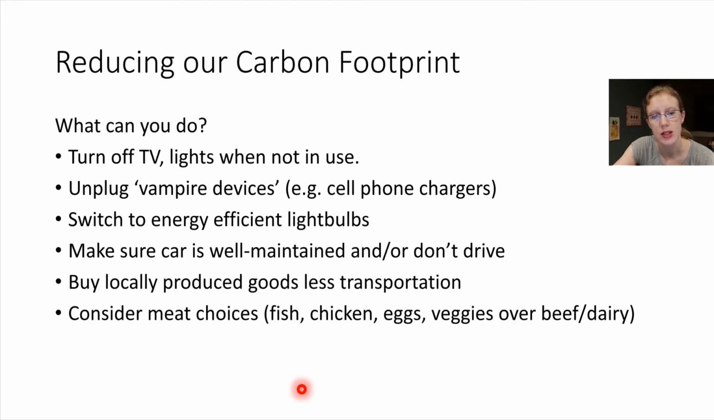Also, last on the list, you can consider your meat choices. So some types of meat have arguably a more substantial impact on the environment than others. Things like beef, cows, just naturally they produce more methane than what some of these other animals would. And so choosing to eat fish, chicken, and eggs and veggies instead of beef, sometimes that is a recommendation in order to lower our carbon footprint.